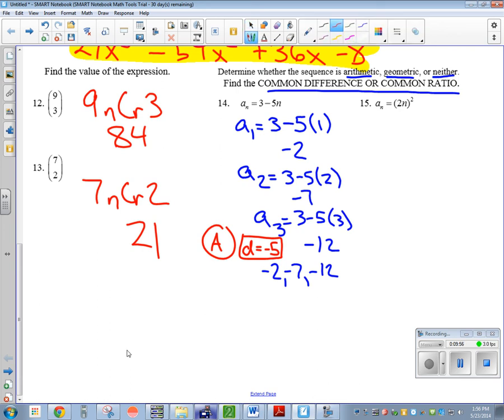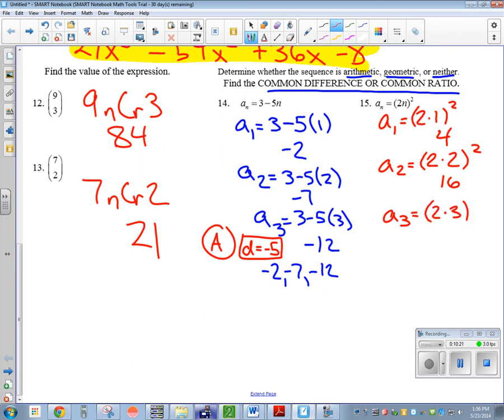On number 15, same thing. So a sub 1 is equal to 2 times 1 squared. So 2 times 1 is 2. 2 squared is 4. Then I would find a sub 2. So that's 2 times 2 squared. So 4 times 2, or 4 squared, would be 16. And then I do a sub 3. So 2 times 3 squared. 2 times 3 is 6. 6 squared is 36. I could keep going if I'm not sure, but my pattern goes 4, 16, 36.